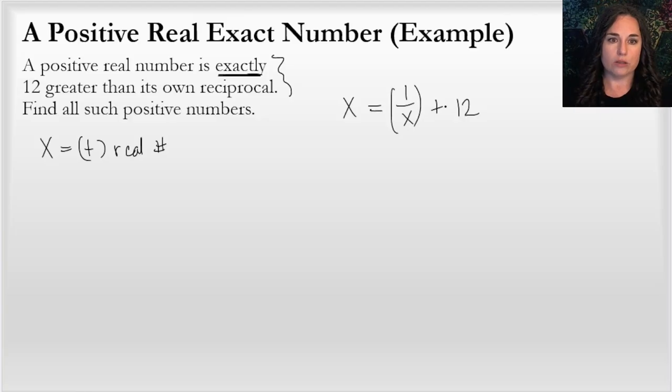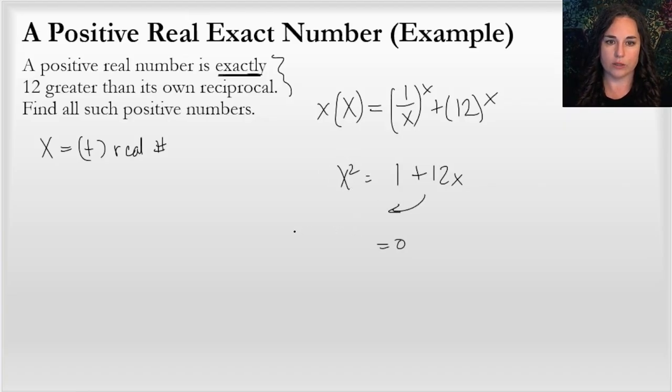I'm going to multiply all the terms in here by x in order to get rid of that denominator. So I get x squared equals 1 plus 12x. I'm going to keep my squared term positive, so I'm going to move these terms over and let it equal 0. So I get x squared minus 12x minus 1 equals 0. Now that I have the quadratic form here, I don't think there's factoring. I can't factor, so I'm forced to use the quadratic formula.